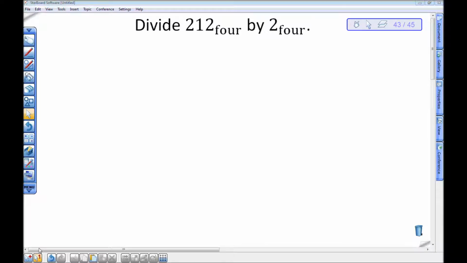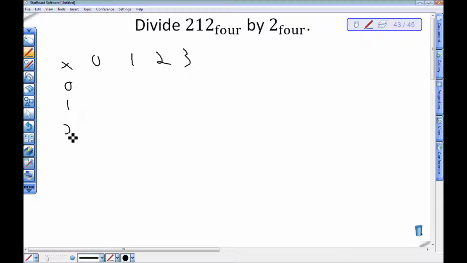If you remember when you were first learning how to do division, you actually used a multiplication table to help you reference how many times something goes into something else. So to do this division base 4, I'm actually going to make myself a little base 4 multiplication table, just so I can use it for my own reference as I'm doing this division.